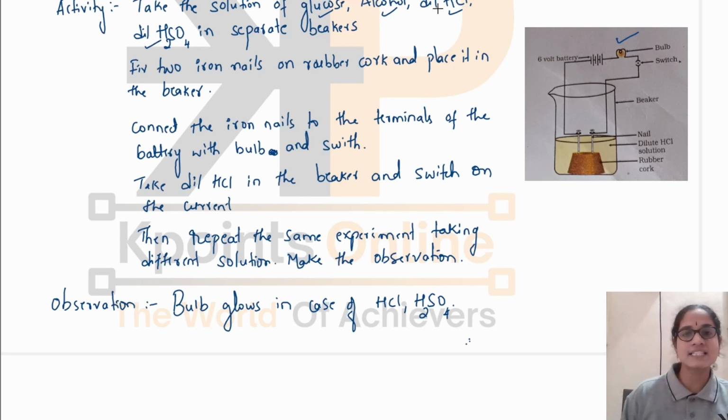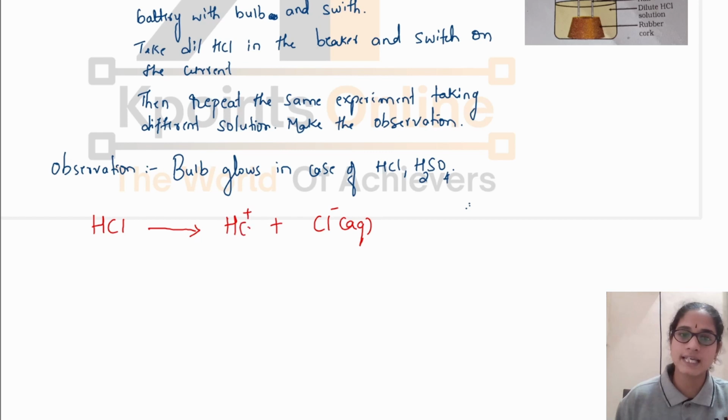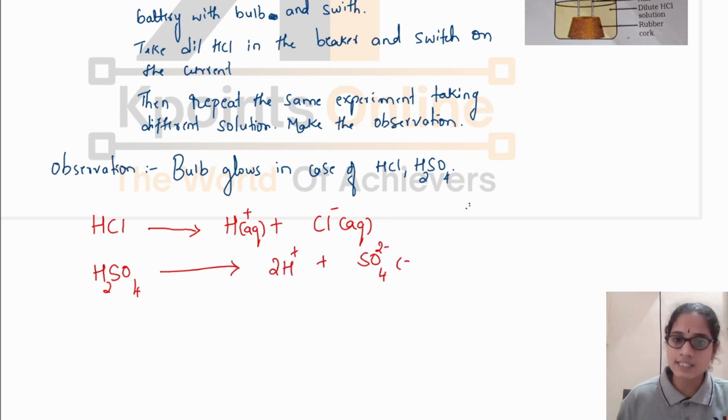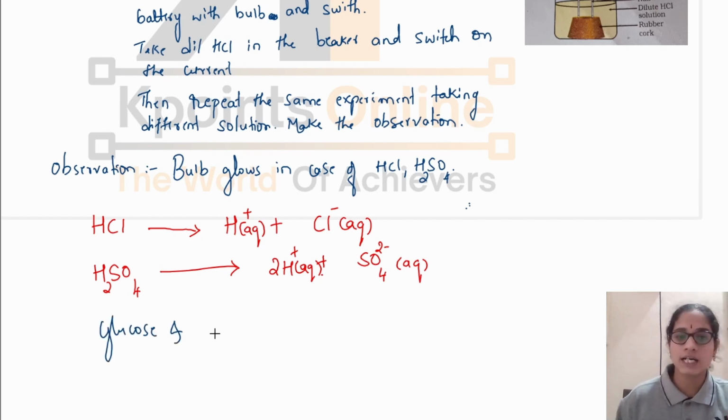In the case of HCl and H2SO4, ionization has taken place. How? When HCl and H2SO4 are dissolved in water, they form ions like H plus and Cl minus. The same has happened in the case of sulfuric acid. These ions are responsible for the flow of electric current, because of which the bulb has glowed. Whereas in case of glucose and alcohol, there is no formation of ions.